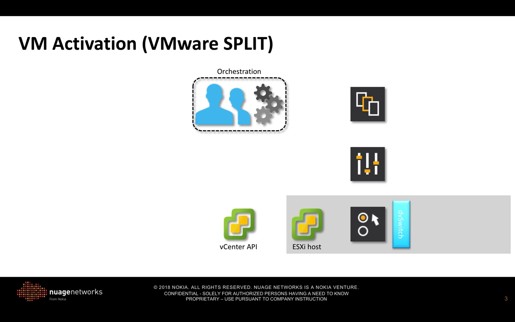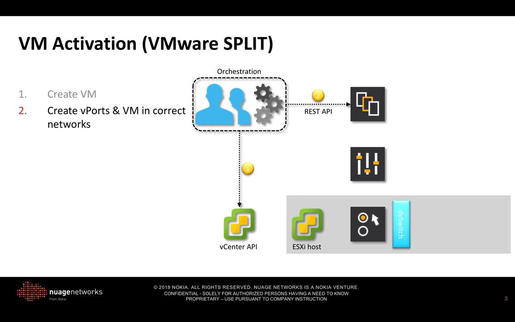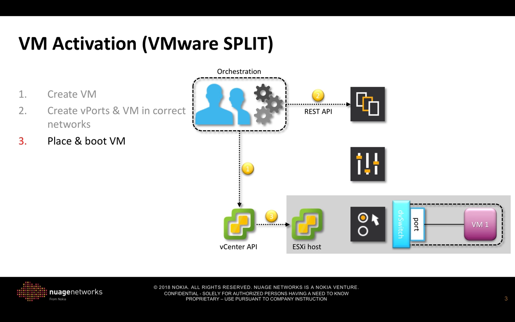Let's first see what the workflow is in the split activation case. First, a user or an orchestration engine will create the VM in the vCenter. Next, it will create the vPort, VM interface and VM object using the VSD API. The VM UID and MAC address created in VSD need to be the same as those of the actual VM. This will enable the VSD to create the relationship between the created VM in vCenter and the VM object in VSD.